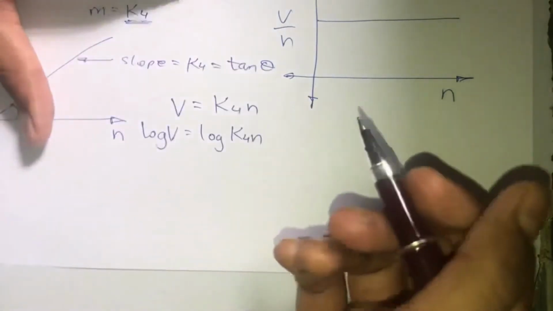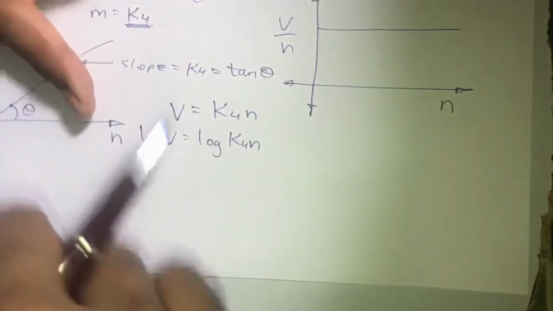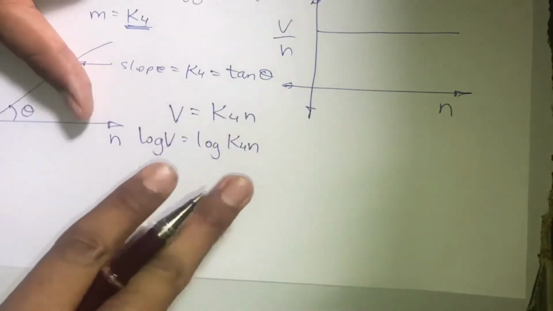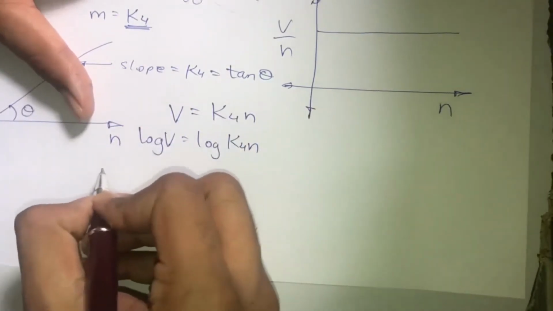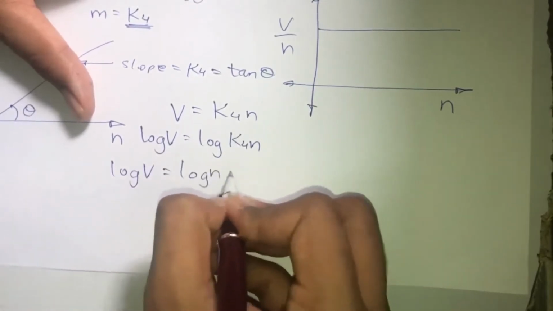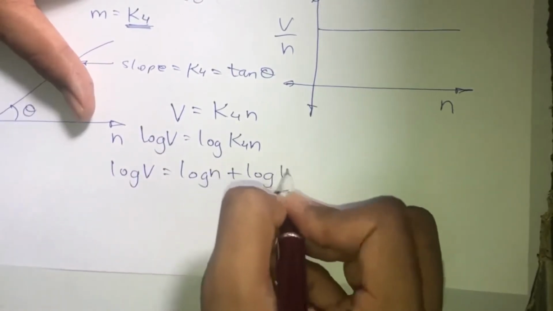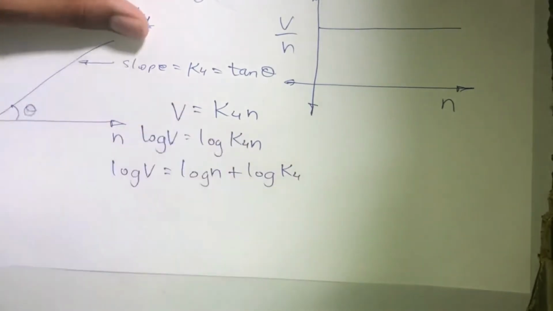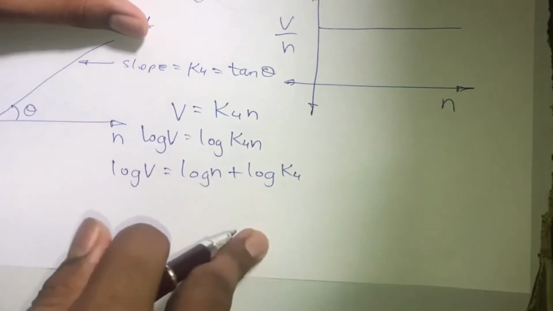And as we all know, there is a property of log that when two numbers are multiplying, it is going to add them separately. So log of V turns out to be log of N plus log of K4. Am I right? I've just separated K4 and N. This is a property of a log.